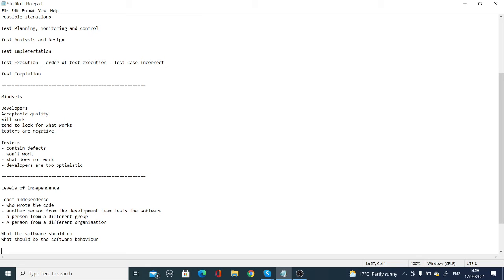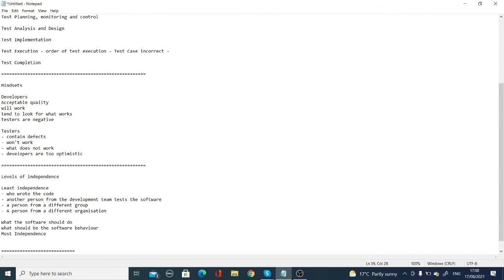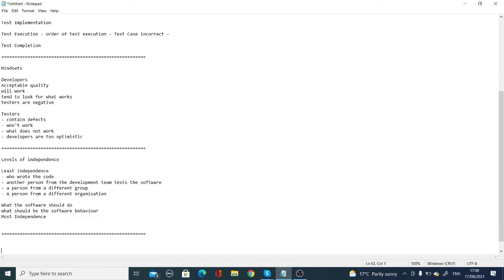Any question? A person from a different organization, it is most independent, right? Yes, most independent. You wrote down the list of independence, that's why I'm confused. No, it says from least independence to most independence. So I have put 2 lines there. Yes, so from least you are going to most. Any other question? No, thank you.